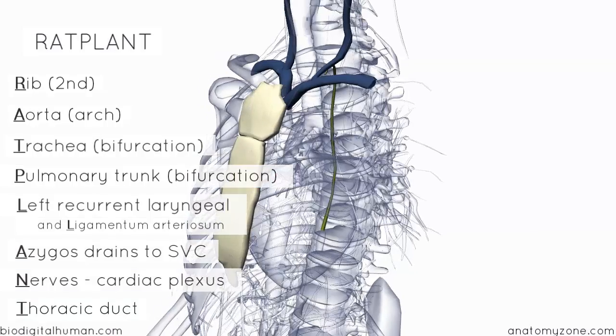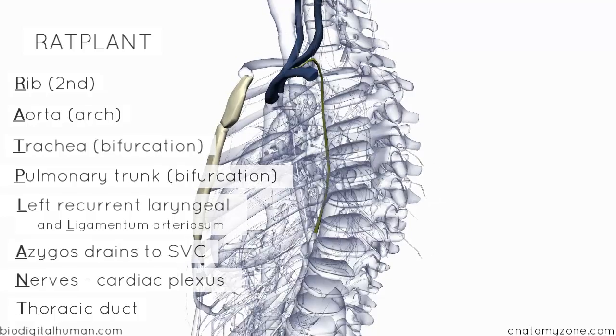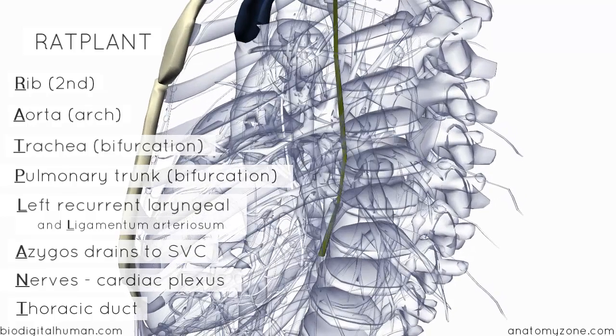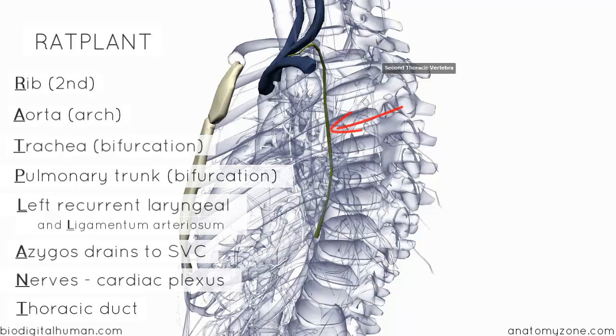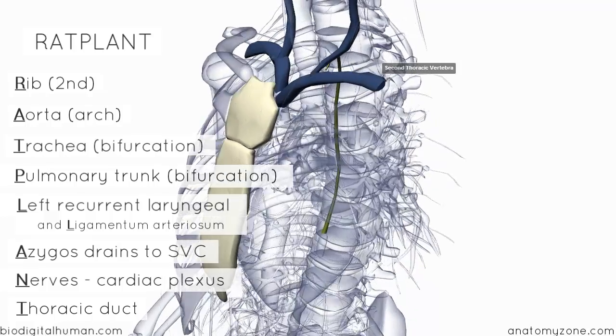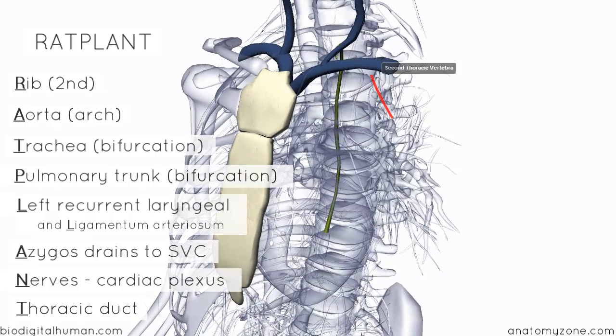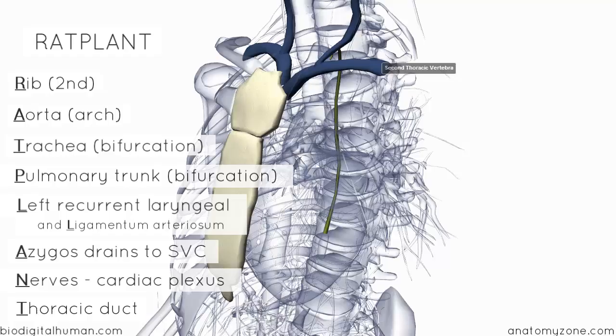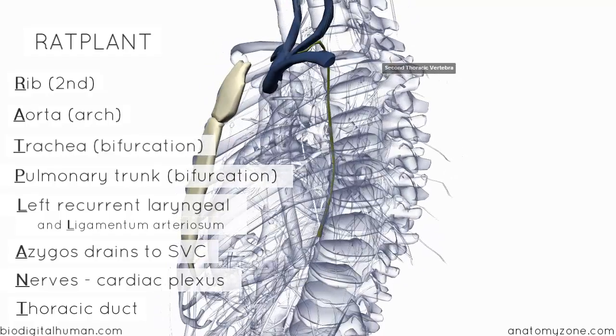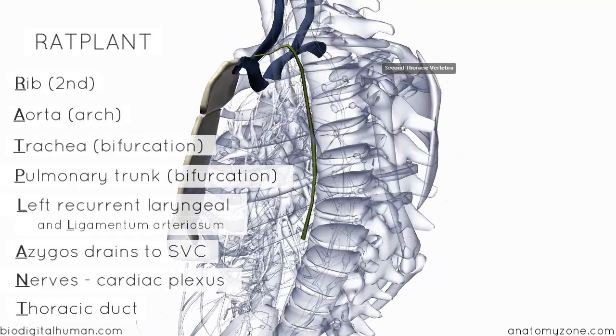So I've just switched into this transparent mode, and we can see the thoracic duct here in green, and it drains into the left subclavian vein. So you've got the subclavian vein coming off the axillary vein, and it drains into the left brachiocephalic vein. So where the subclavian vein meets the internal jugular vein, you get the brachiocephalic vein. And just before this junction, you've got the emptying of the thoracic duct into the left subclavian.